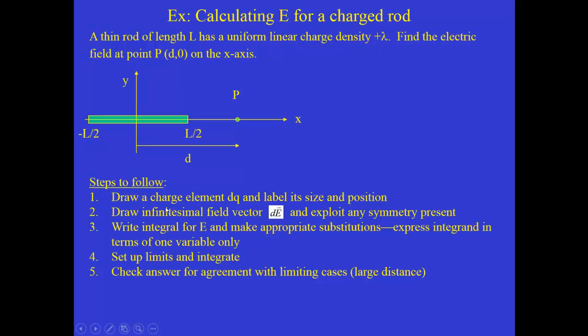Secondly, we draw in an infinitesimal field vector dE and use the expression that we get from Coulomb's law, and use any symmetry present to simplify it. Third, we write down an integral for the total electric field and make the appropriate substitutions, for example, quantities like dq that are going to be in the integrand. And the whole goal there is to express the integrand in terms of one variable only.